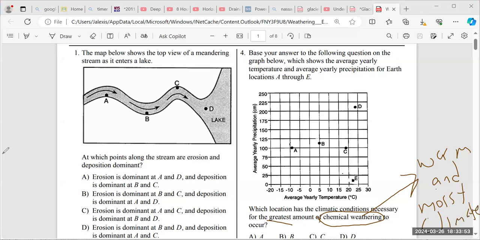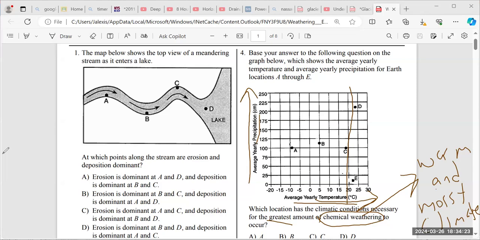A warm and moist climate is going to give you the greatest amount of chemical weathering. So which letter is the warmest? It's definitely going to be either C, D, or E, because the average yearly temperature increases as you move to the right. And the most moist climate is going to be where my average yearly precipitation is the highest.